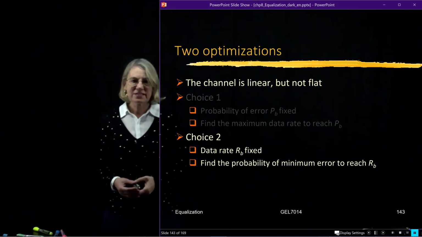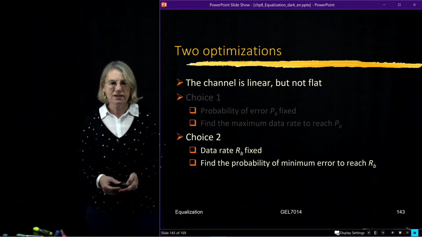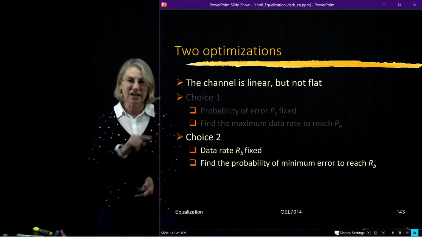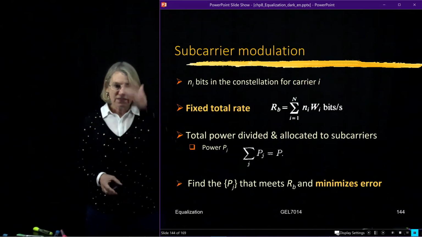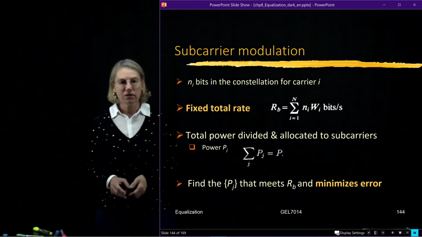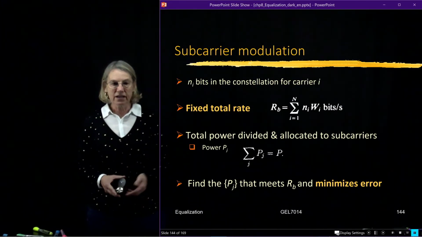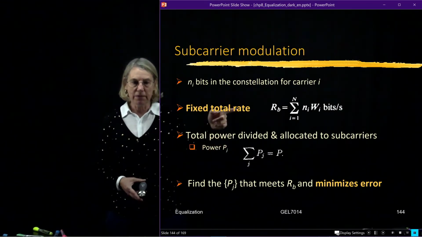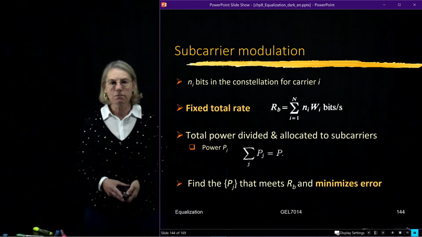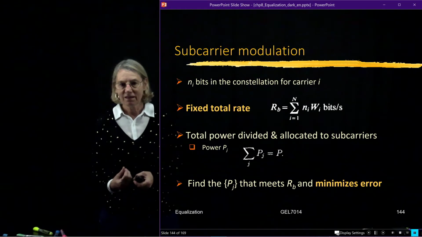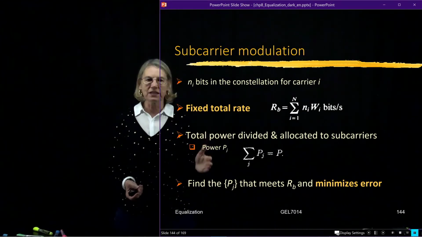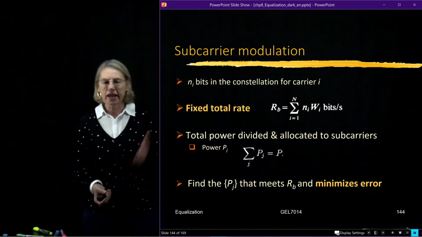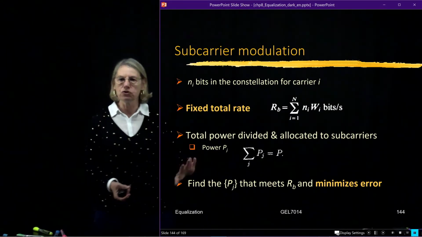Choice 2 is similar. It's just how we set up the problem. So now the data rate is fixed, and I'm trying to minimize the probability of error, but still be sure that I reach that R_B. So in this case, it's the total rate which is fixed. And again, I'm going to do a power allocation, but this time the power allocation is meeting that R_B and minimizing the error. So in both cases, I'm trying to come up with something that either makes R_B best or makes the error best. But in one of them, I always put a constraint on so that I cannot push too far in one region.